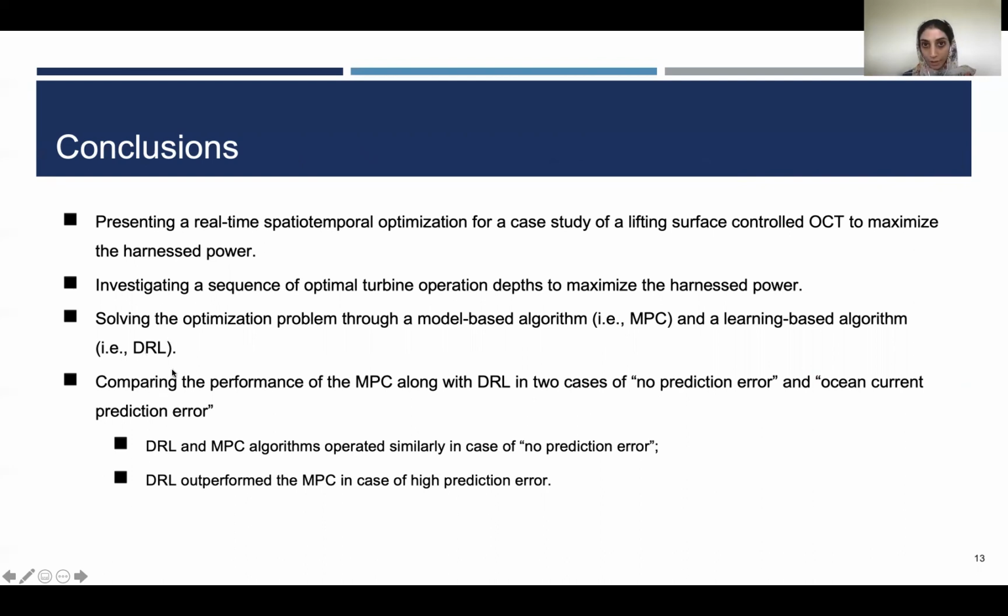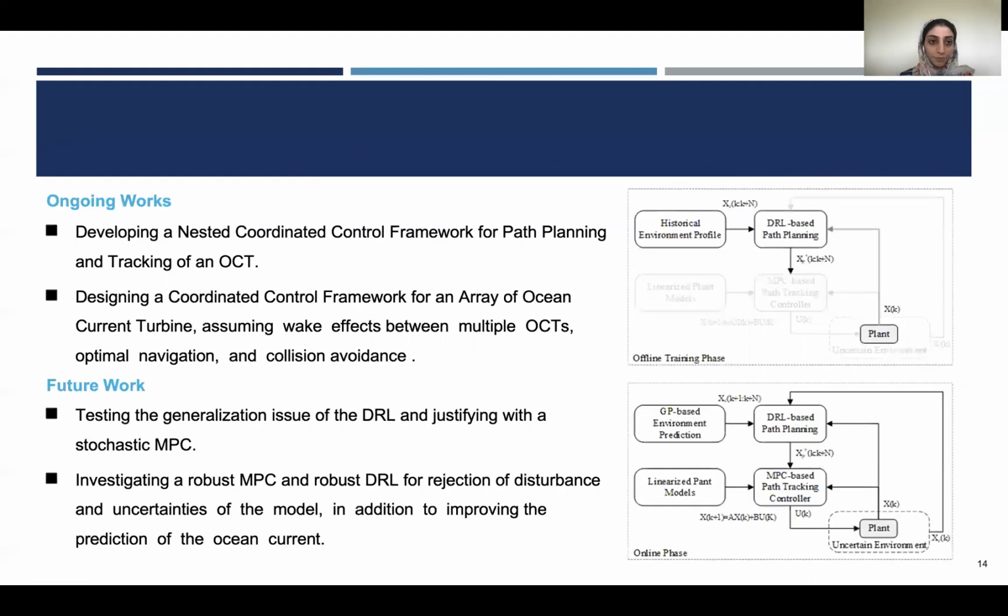deep reinforcement learning. We compared the results obtained through these two algorithms for two cases: where we don't have any prediction error and where we have prediction error. And we show that these two algorithms are both suitable for the case where we don't have any prediction error, but the reinforcement learning algorithm outperforms the MPC in case of high prediction error.